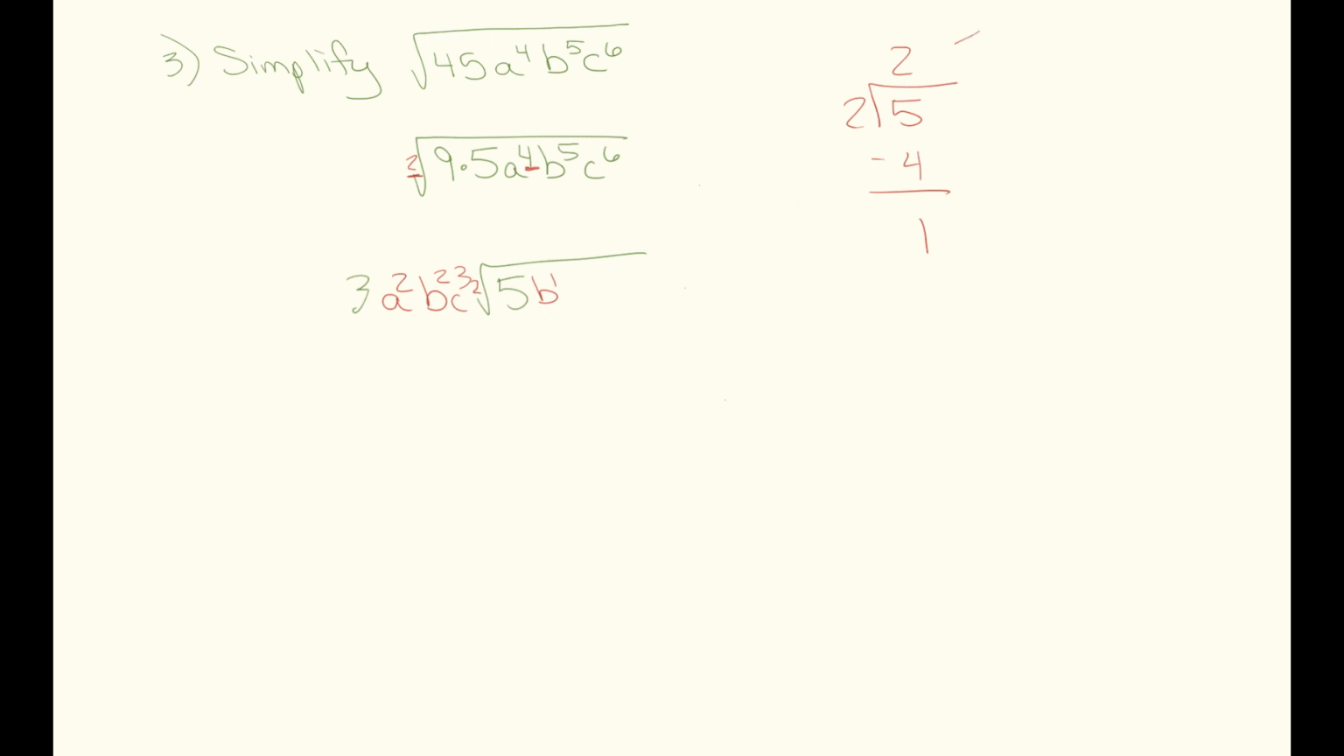So this is what's going to go on the outside of the radical, and this is what's going to go on the inside of the radical. So basically your remainders are left inside the radical. That's why I don't have any A's or C's left in, because the 2 goes into 4 and 6 evenly.